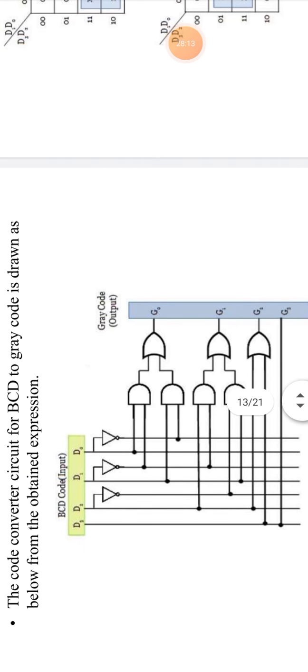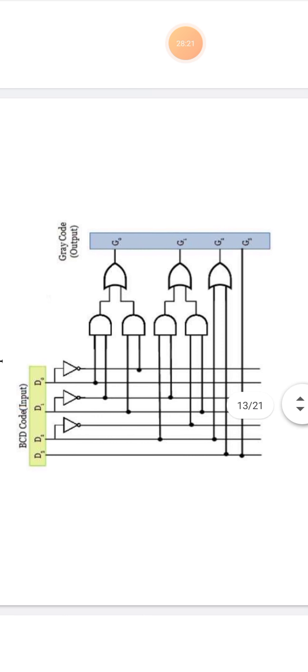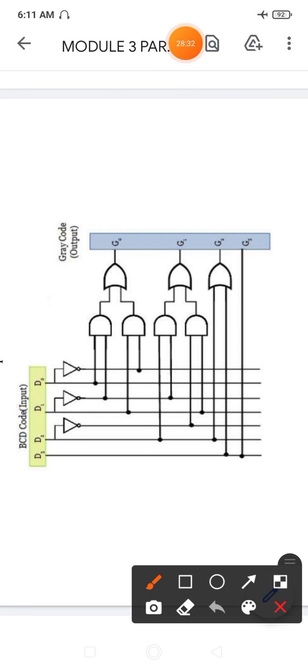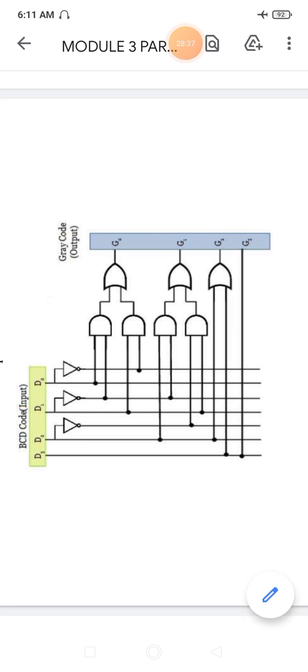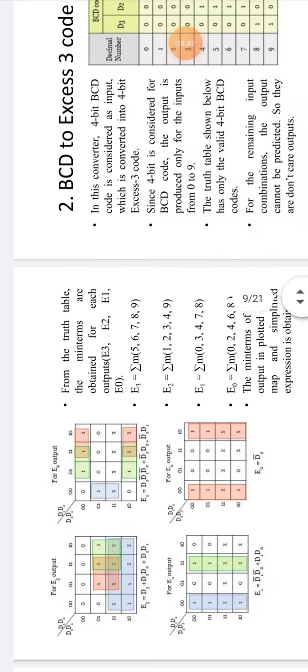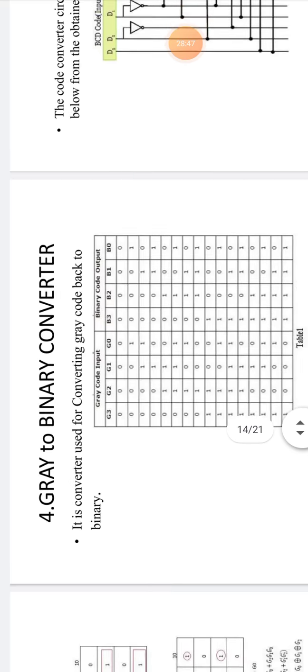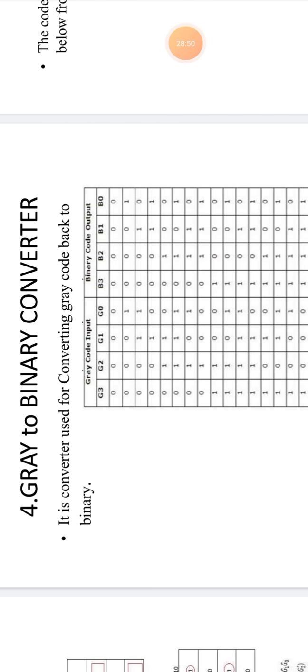In this code converter circuit, we are having input as BCD and we are getting the output as gray code. So you can see that for G3 we are connecting directly to D3. Similarly, we have converted BCD to XS3 code and BCD to gray code, and similarly we can convert gray to binary converter also.